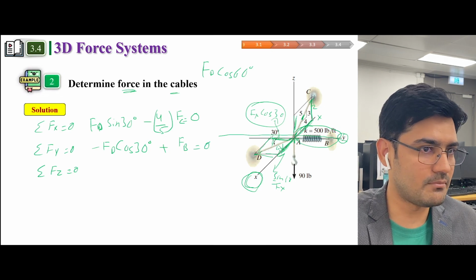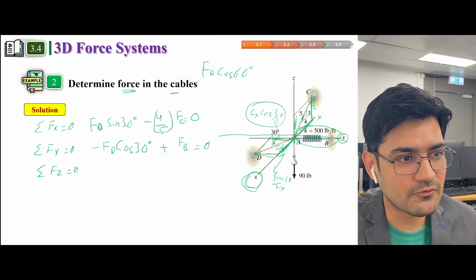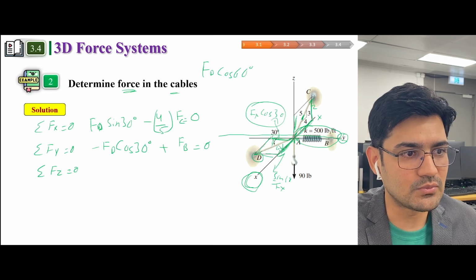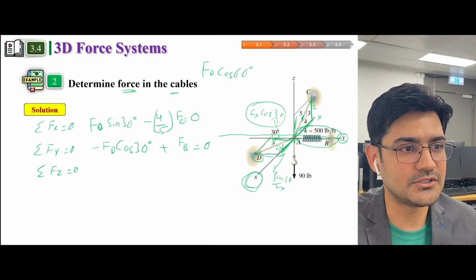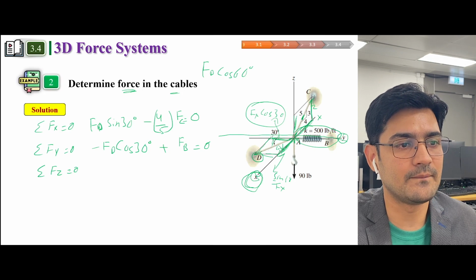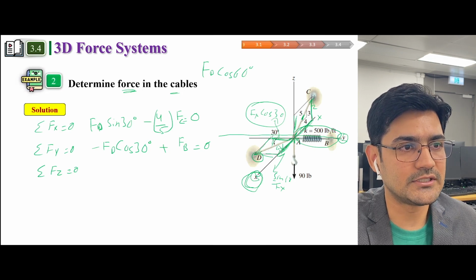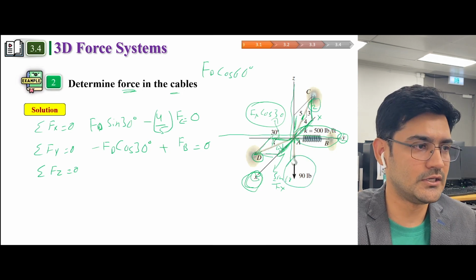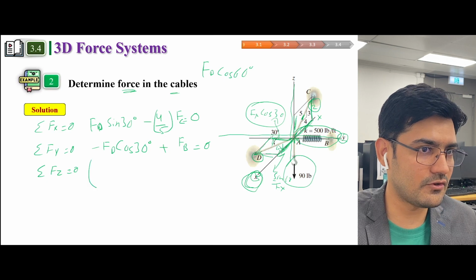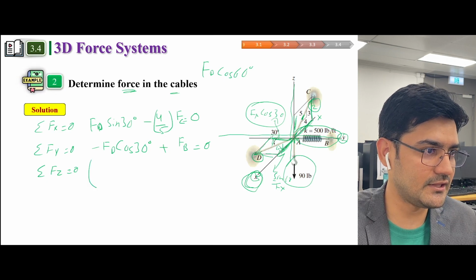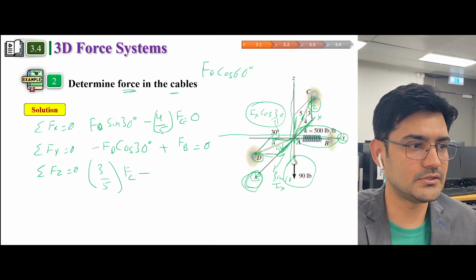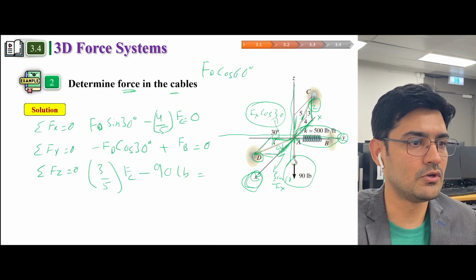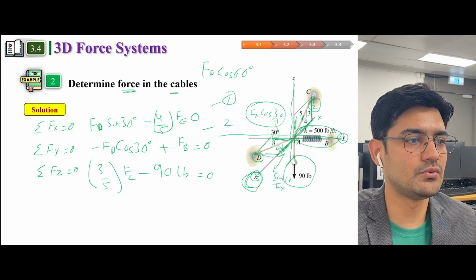Now, which component is acting on z direction? So for d, no component is acting on a z direction because D is on x y plane. And yeah, so this is the z plane, and on z you have this force and you have a component of c. So if I write it down, for component of c in the y direction, you can say 3 by 5 f of c minus you have a weight which is 90 pound is equal to 0. So you have equation 1, equation 2, equation 3.